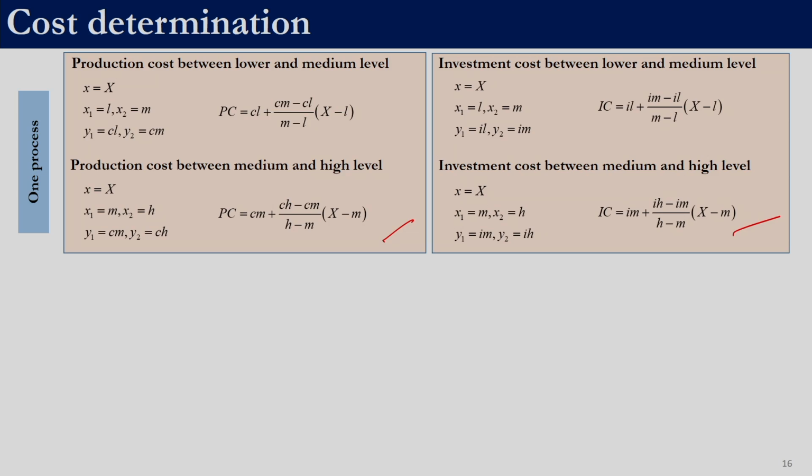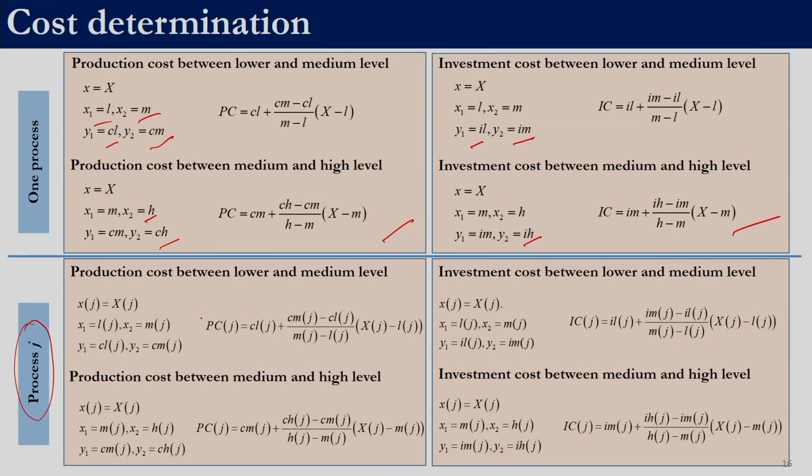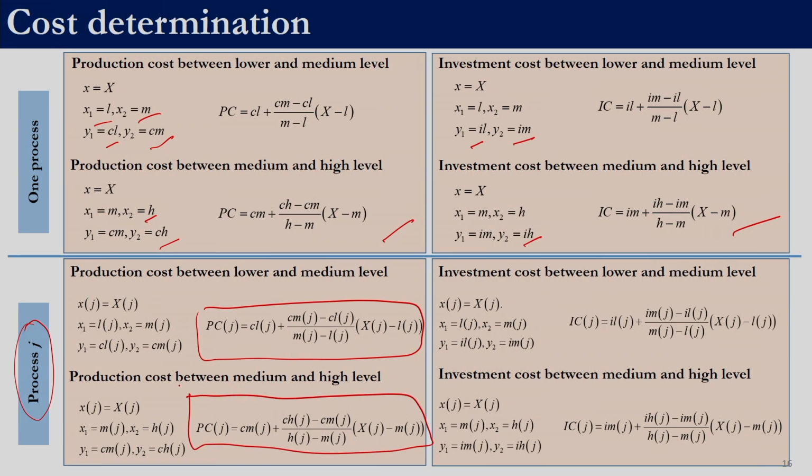and for each process this L, M, H, CL, Cm, CH, IL, IM, IH can be unique, right. So, these values can be unique for each process. So, for the jth process these are the equations which we will be using for calculating the production cost. We will use equation 1 if the production is between lower and medium level, and we will use equation 3 to calculate the investment cost.